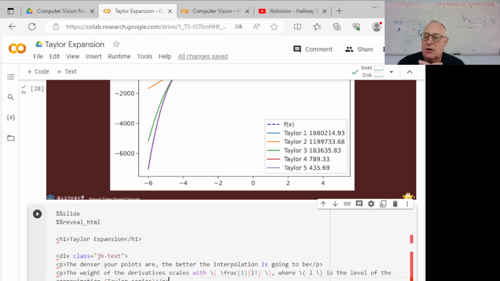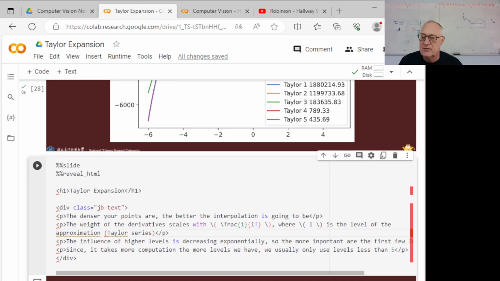Now when we talk about interpolation, the more points we have, the better the interpolation is going to be. For the Taylor series, that doesn't really matter. We simply need to know the derivatives at f of x. The derivatives scale with the factorial, so let me call that level. So the higher order terms are going to have less and less impact on the final output. It decreases exponentially.